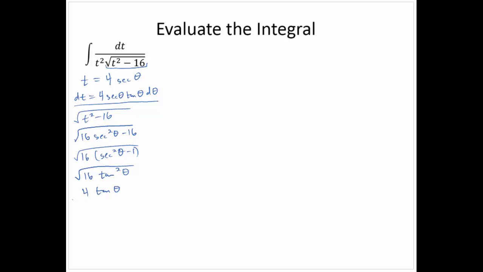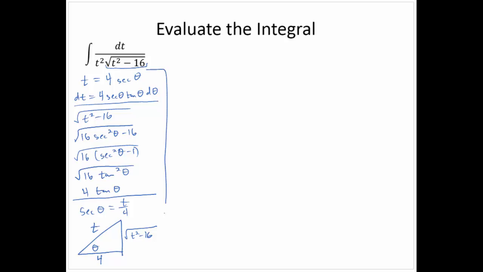Also notice, and later on we might need that triangle that we saw in the previous exercise. So notice then that secant theta is t over 4. So I can build a triangle out of that. If secant theta is t over 4, then I would put t and 4. And the remaining side of the triangle is the square root of t squared minus 16.